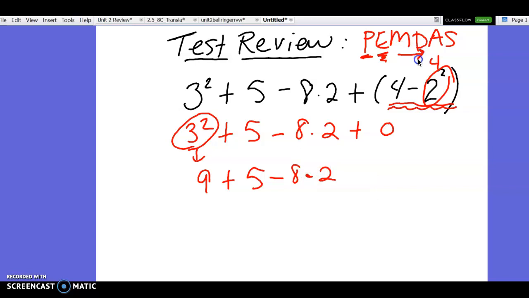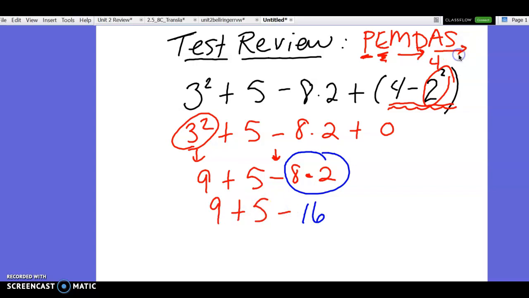The next thing I do is multiplication. So be careful, some of you like to subtract in here, but we don't do that next. We have to do this multiplying next, right here. 8 times 2 is 16. So I'm going to recopy the rest of the work. So I have 9 plus 5 minus 16.